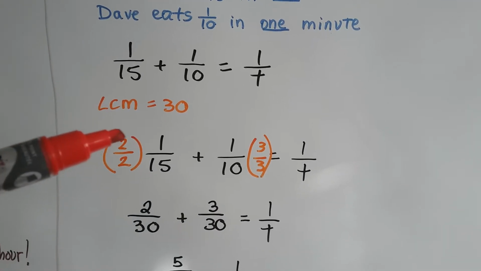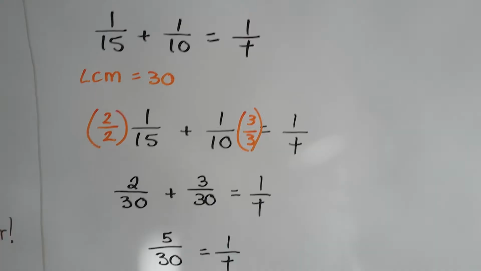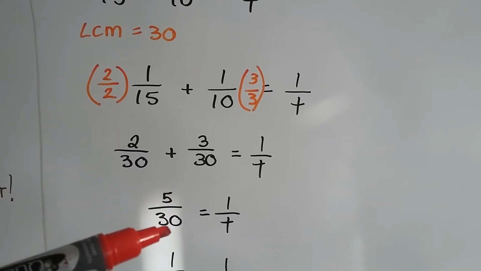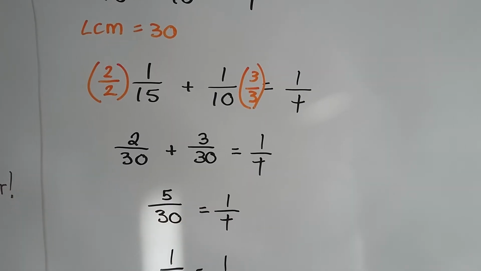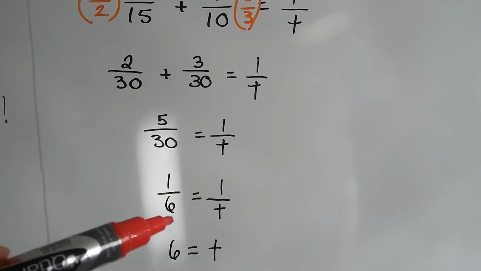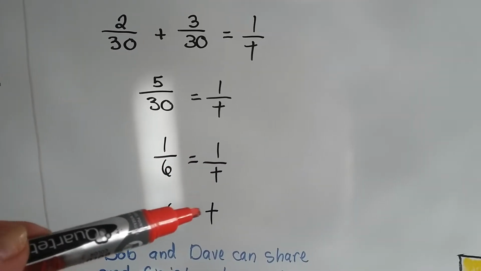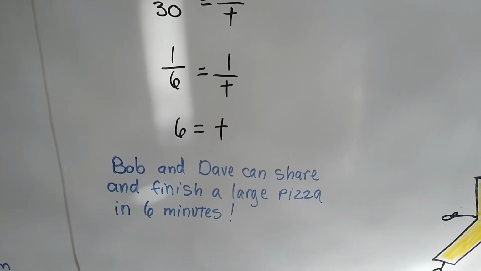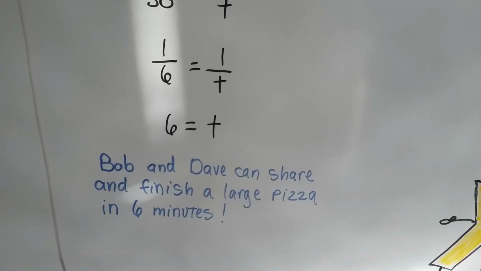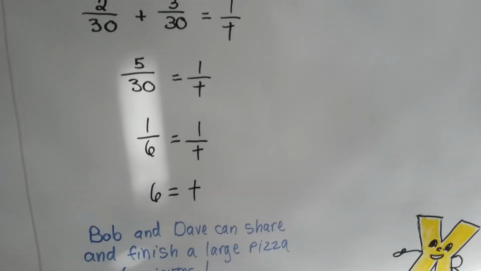And we get 2/30 plus 3/30. Then that means we have 5/30 is equal to 1 over that time increment. When we simplify, 5/30 is 1/6. The 1 is the 1. The 6 is the t, so 6 equals t. See? Bob and Dave can share and finish a large pizza in 6 minutes. That's pretty fast. They'd have to be hungry, wouldn't they?